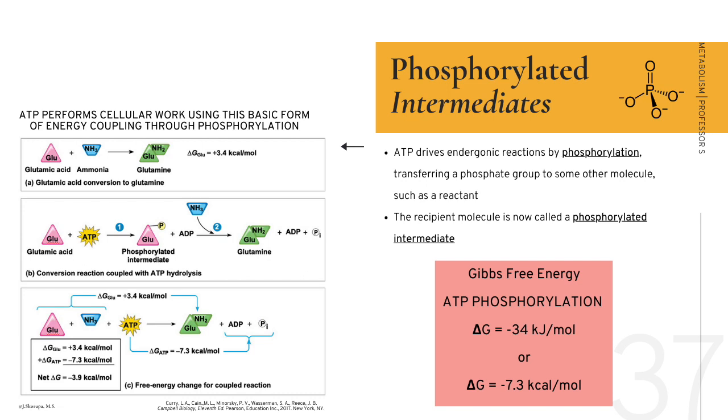To figure out the net delta G for this coupled reaction, we simply add the delta G's for the two reactions present. So positive 3.4 kilocalories per mole plus negative 7.3 kilocalories per mole. So our net delta G is negative 3.9 kilocalories per mole. This reaction is net negative delta G, making it spontaneous and favorable. So that is how ATP energy, that exergonic energy, is used to drive these endergonic processes.